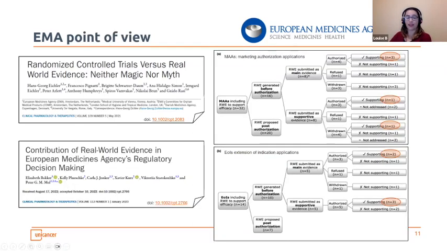This year, they analyzed the contribution of RWE in submitted dossiers. They characterized RWD and RWE presented by applicants to support claims on medicine's efficacy within initial marketing authorization applications, MAAs, and extension of indication applications. RWD-RWE was included to support efficacy in 32 MAAs and 14 EOIs submitted between 2018 and 2019. Of those, RWD, RWE was considered supporting the regulatory decision in 10 applications.